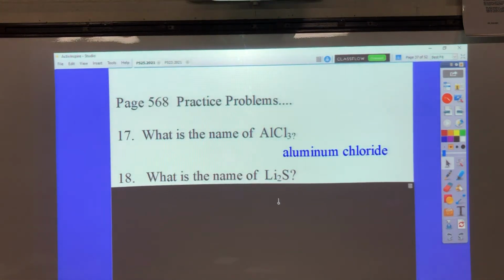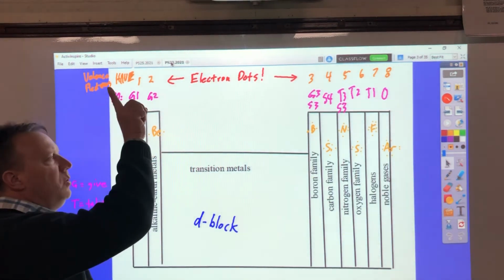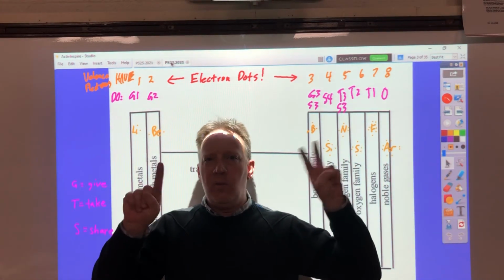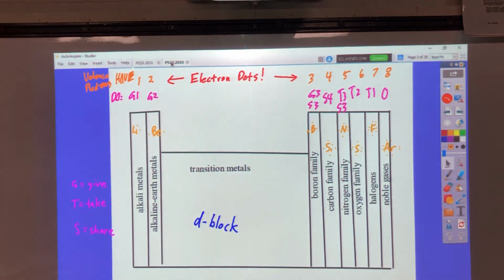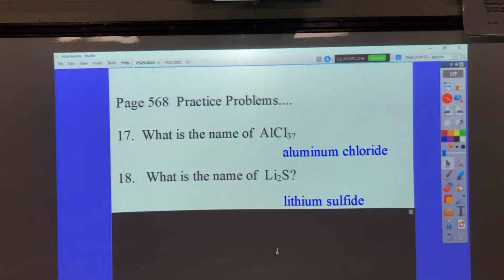And then the next one is Li2S. Well, lithium is here, giving away 1 electron. Sulfur is here, taking 2. They don't match. That's why I have to have 2 lithiums. And you got to end in "ide," so it's just lithium sulfide.